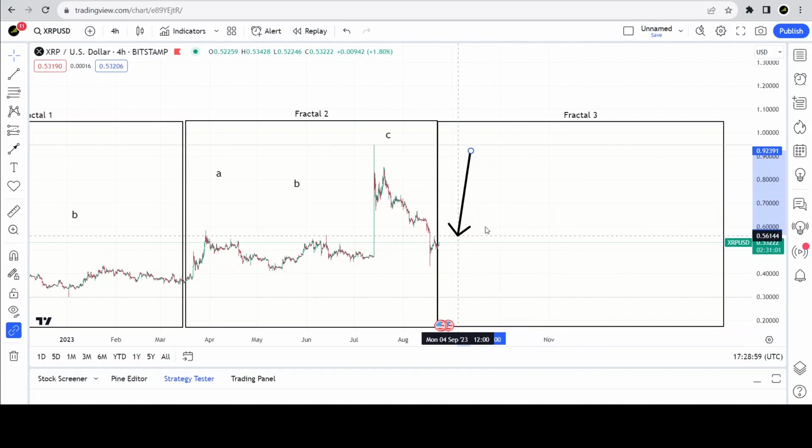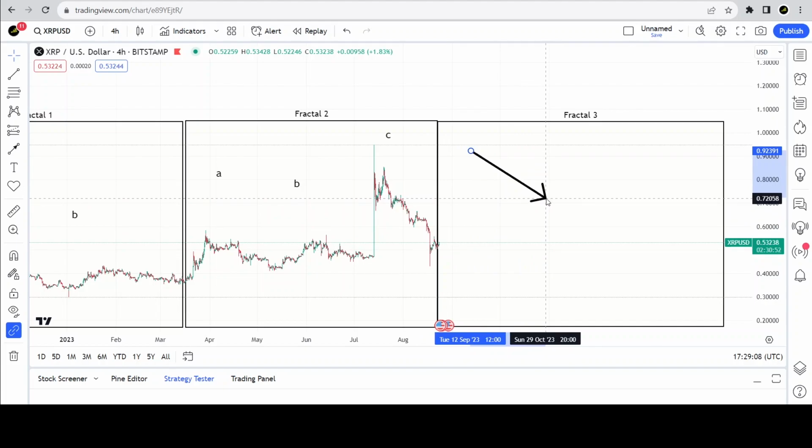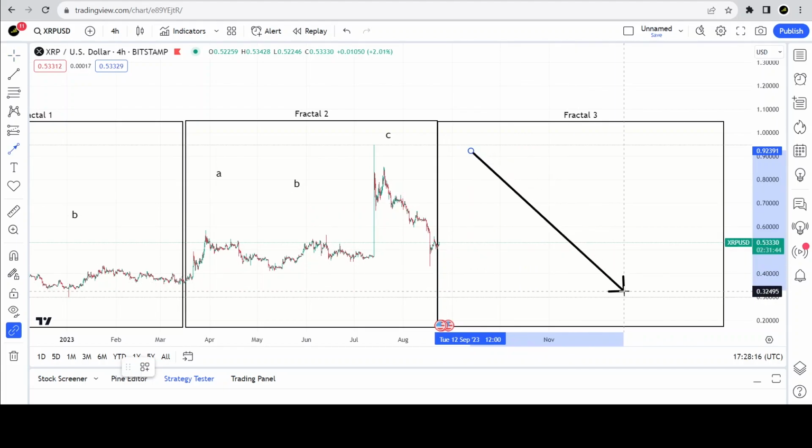So we'll have to see how that plays out, but that is my prediction. XRP will no longer move down. From here on out, it's going to move up, and it will eventually come to a peak. At that peak, it will crash.